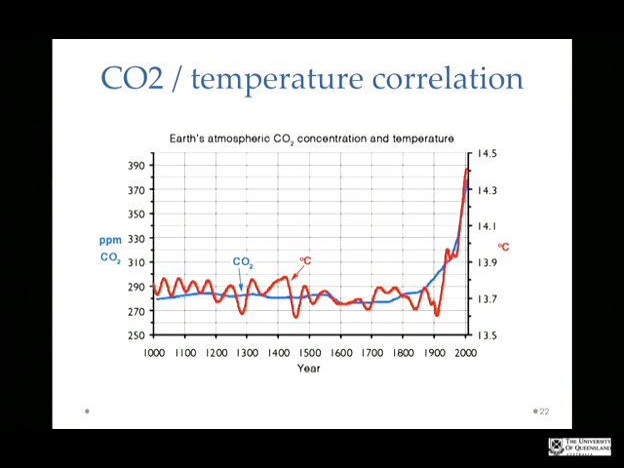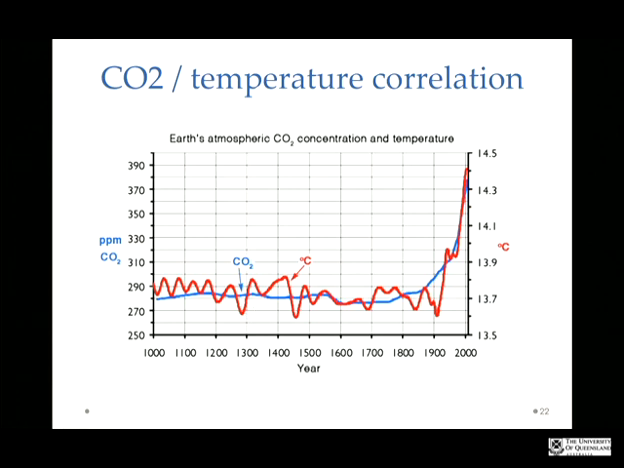So just the last thing of what is climate change and what it's doing. This is a graph of the last 1,000 years. It shows the correlation between CO2 and temperature. You can see that CO2 has been relatively steady up until the middle of the 1800s.